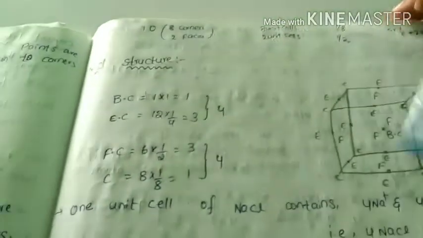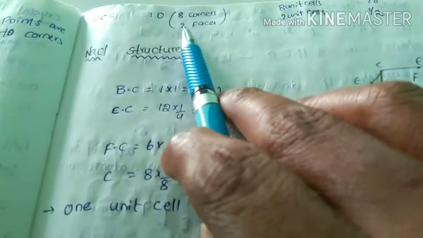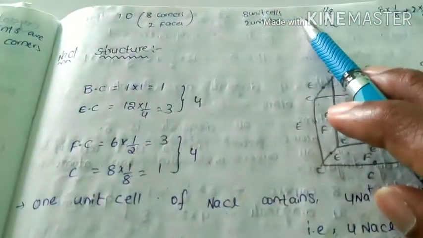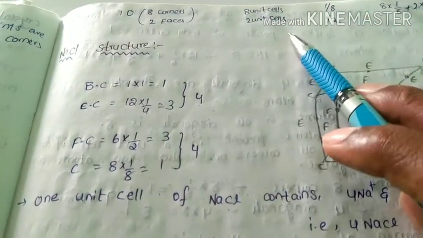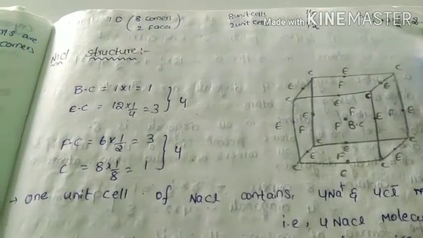Next, end-centered. ECC means end-centered cubic unit cell. That means 10 lattice points, that means 8 corners and any 2 faces. For 8 corners, contribution 1 by 8. 2 faces, contribution 1 by 2. 8 into 1 by 8 plus 2 into 1 by 2, total 2.